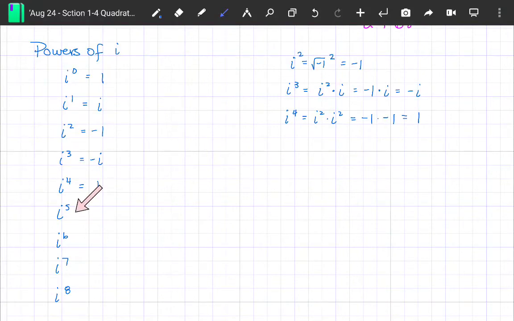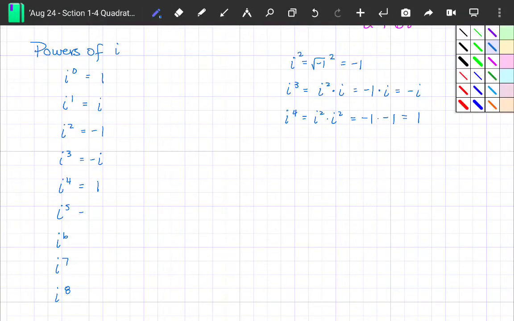I to the 5th is just going to multiply by another I, so I'm just going to have this. So now I start to repeat myself. I to the 5th is the same thing as I to the first power, which is I. I to the 6th is the same thing as I squared, which is -1, and then we have -I, and then we have 1, and so on and so on. So then we can do any power of I.